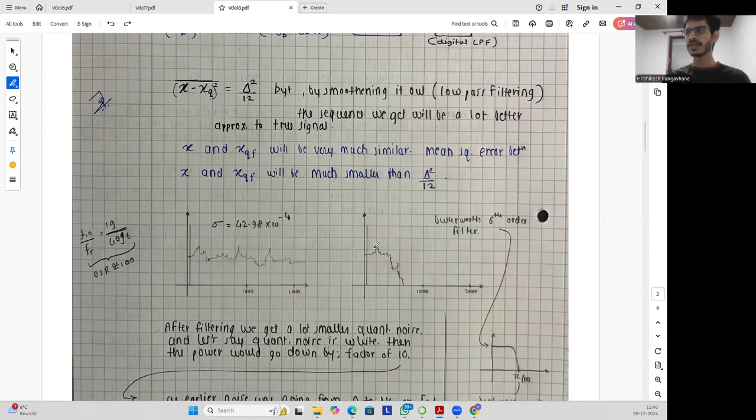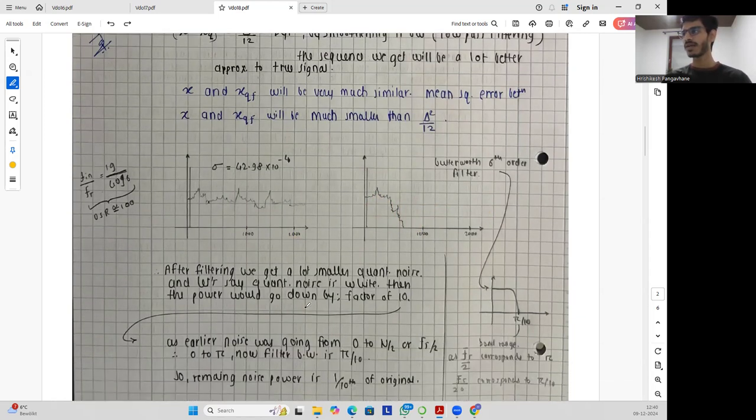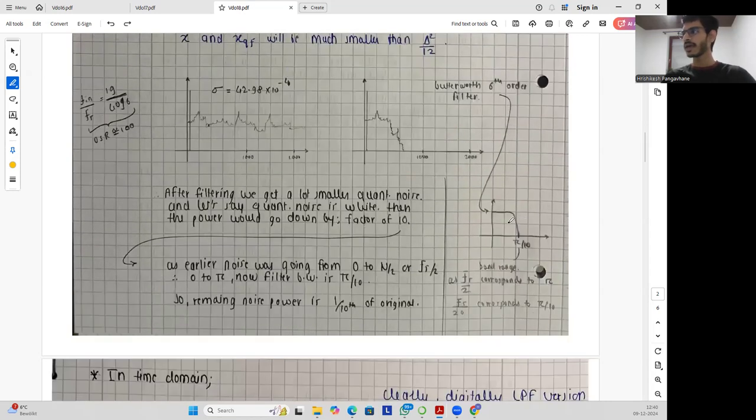So after filtering, we get a smaller quantization noise, and let's say the quantization noise is white, then the power would go down by what factor? Let's say we consider a digital filter like this, and its bandwidth we considered as pi by 10. Fs by 2 represents pi in the frequency domain. So let's say we have a filter whose bandwidth is pi by 10. It was pi, and now we have pi by 10 over here. So the band range is pi by 10.